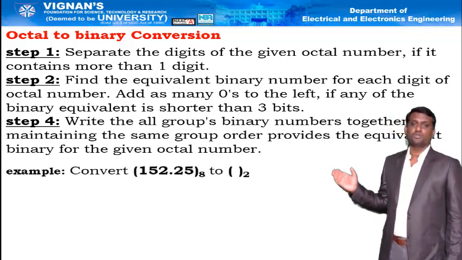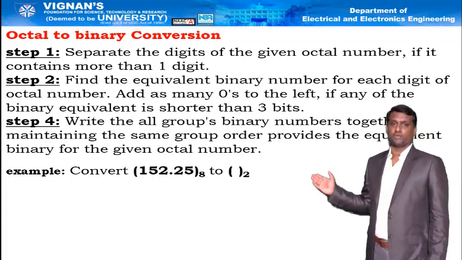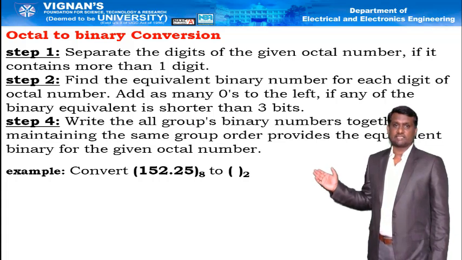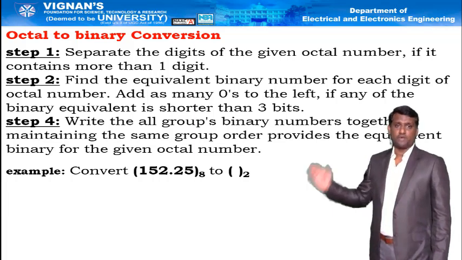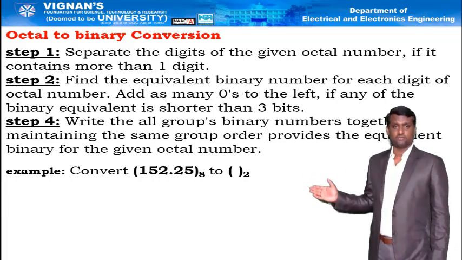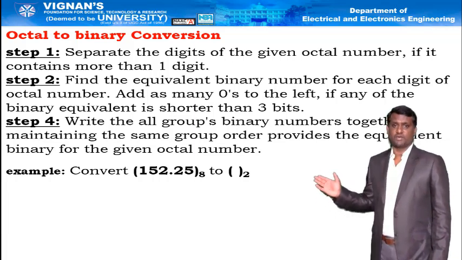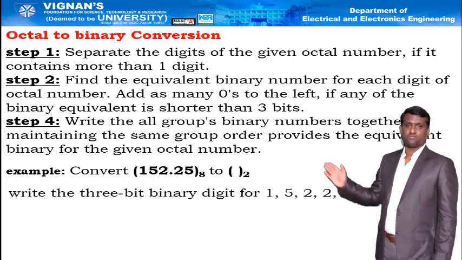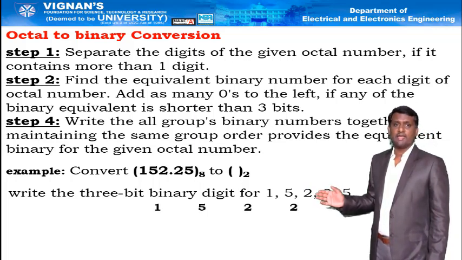So convert 152.25 base 8 into base 2. For the first step, separate the digits of the given octal number containing more than 1 digit. Here we have 152 as the integer part, 25 as the fractional part. Since there is more than 1 digit, we have to separate the digits individually. That is 1, 5, 2, 2, 5.